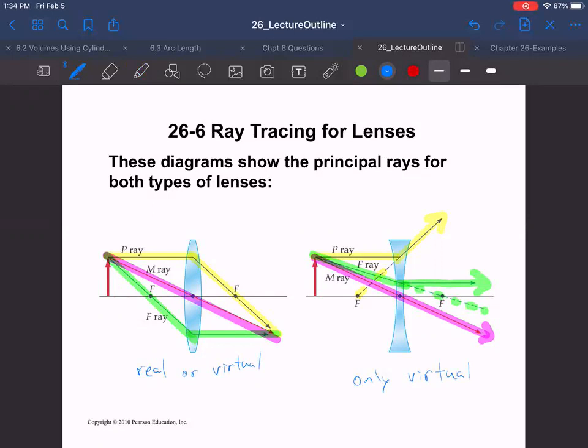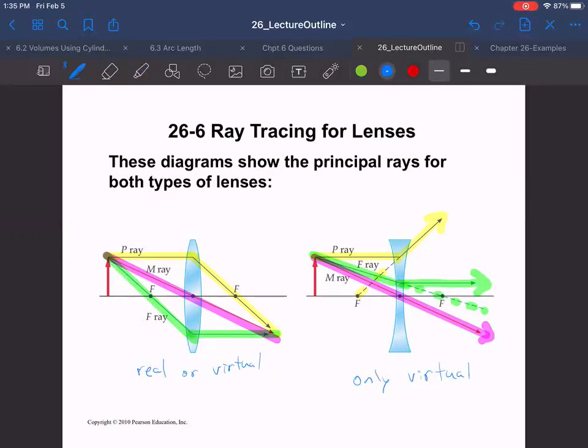Any guesses based on what we learned about the mirrors of where that will be with the converging lens? How close do you have to get? How close did you have to get for the mirror for it to become an upright, enlarged virtual image? For the converging mirror, the inside the focus, right? Where do you think you have to get for this? One guess. Inside the focus. If you get inside the focus, that's when you can use it as a magnifying glass.